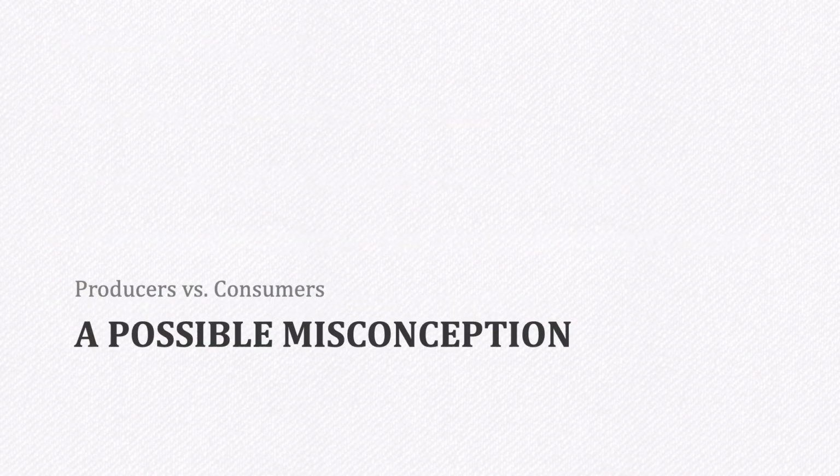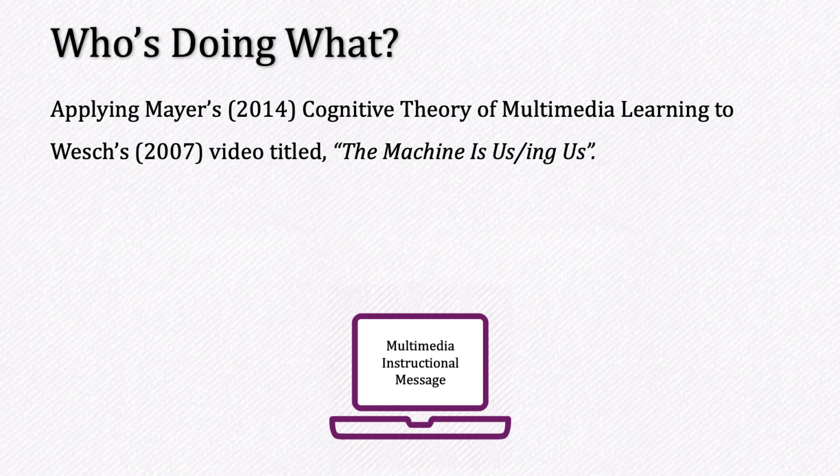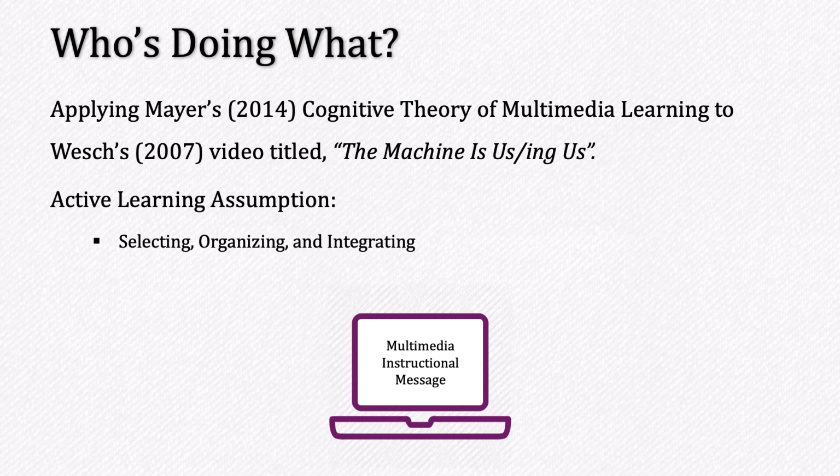So let's get started. I want to begin with a possible misconception regarding Mayer's cognitive theory of multimedia learning. This is something I noticed while grading the first critical reflection, which involved analyzing Wesch's video, "The Machine is Using Us." Recall that the active learning assumption states that humans engage in active learning by doing 3 things. First, selecting relevant incoming information, organizing that information into a coherent mental model, and then integrating that information with existing knowledge. The misconception has to do with who is doing what in relation to the active learning assumption.